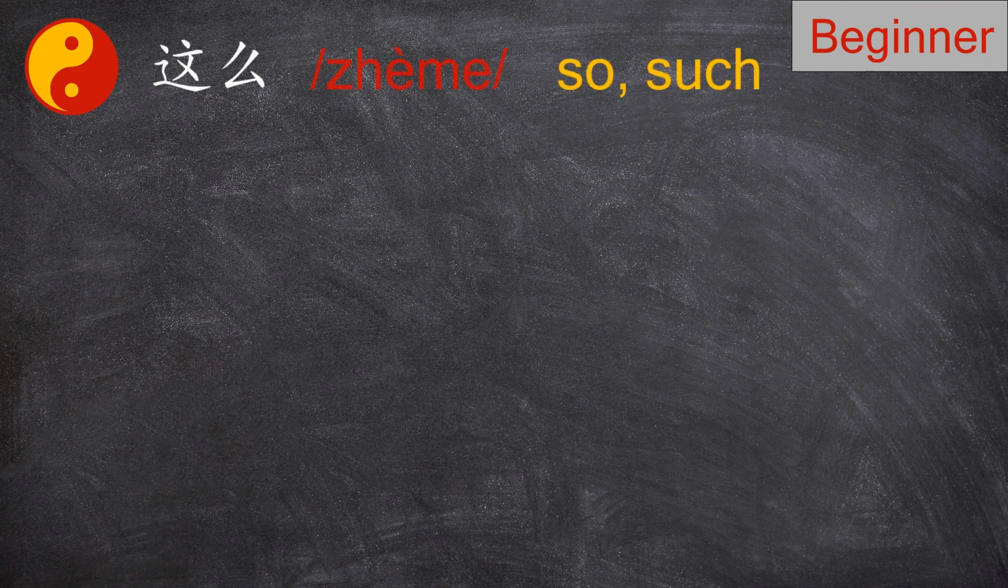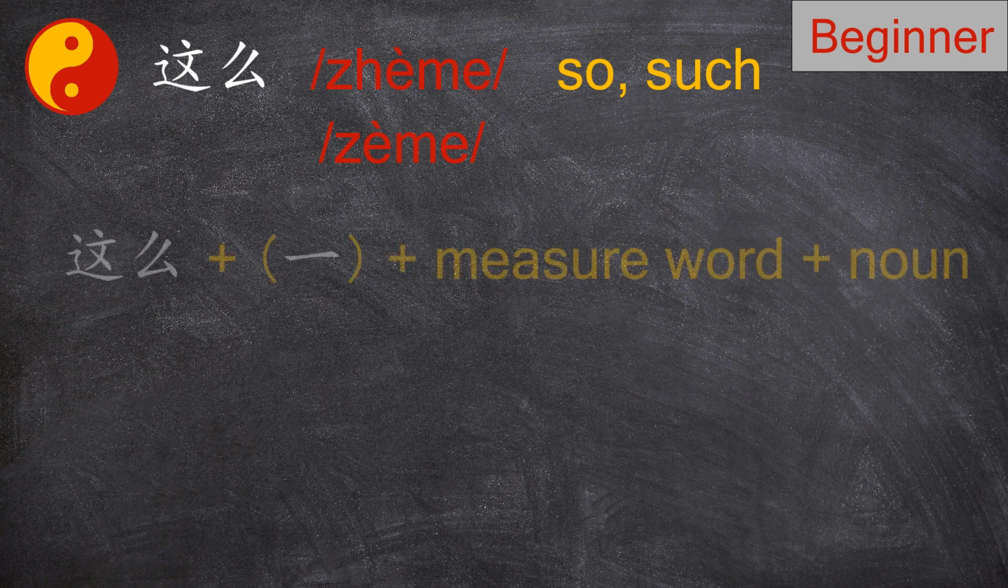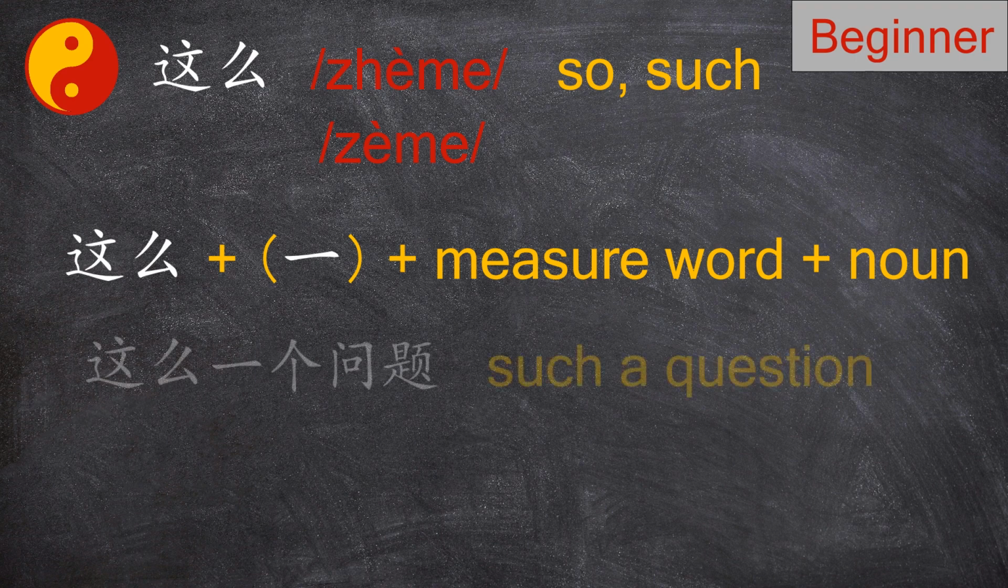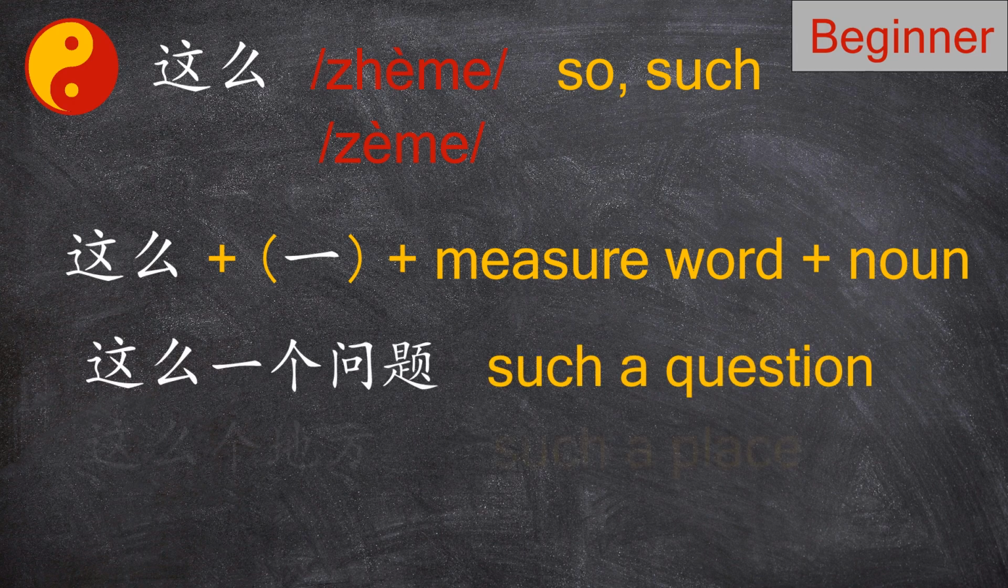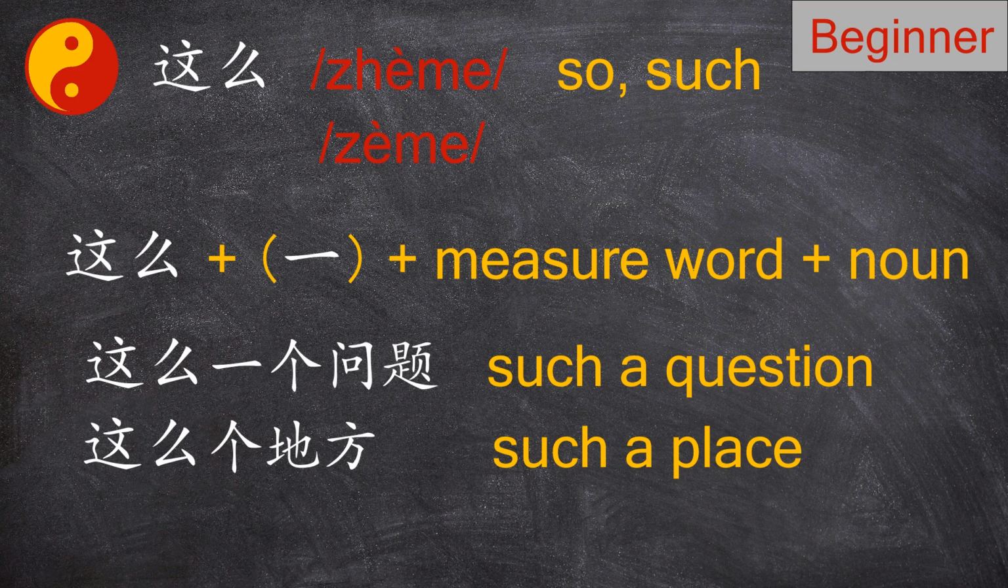Zhema means so, such. Sometimes it's pronounced zema instead of zhema. That is, ZH turns into Z. Now let's see how this word is used in Chinese. Zhema plus yi plus measure word plus noun. Note that yi can be omitted. For example, 这么一个问题, such a question like this. 这么个地方, such a place like this. As you can see in this example, the word yi is omitted.